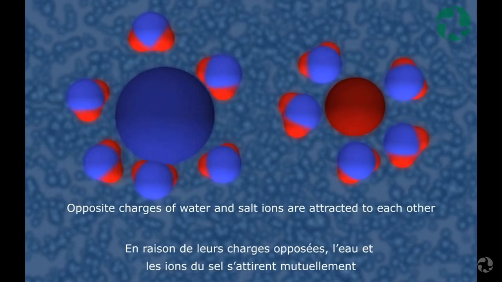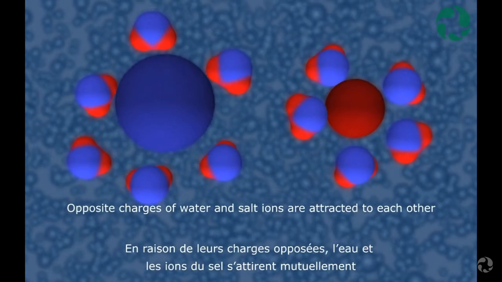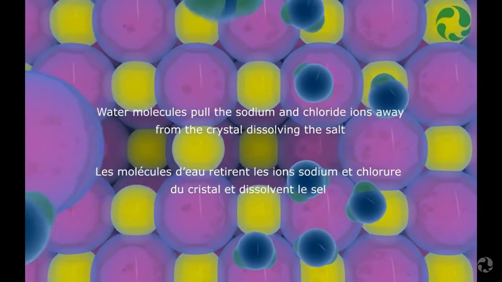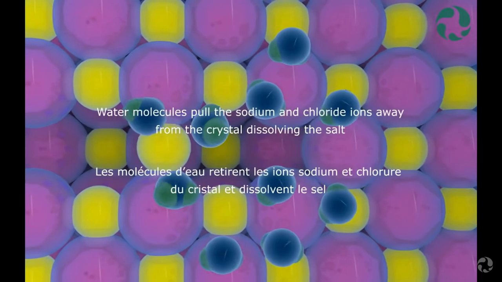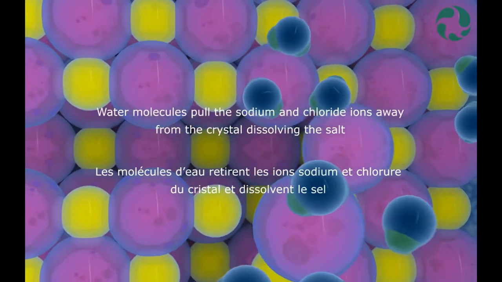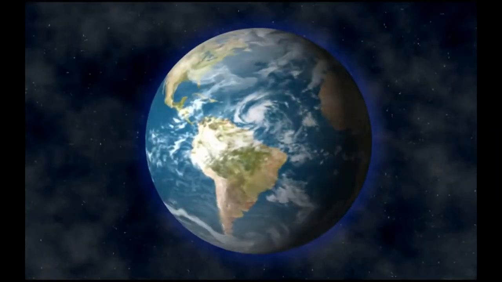You see the positive ends of the water surround the negative ion, and the negative ends of the water surround the positive ion, and off they go. They keep doing it, and it goes on and on until all the ions are separate. Yes, they're all spread out in the water. Does this ring bells? Okay, excellent.